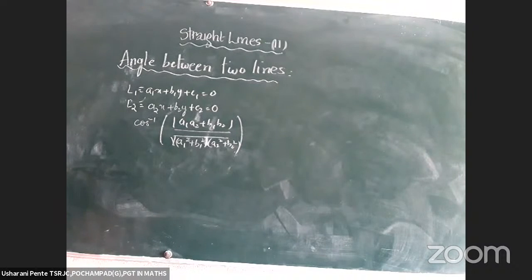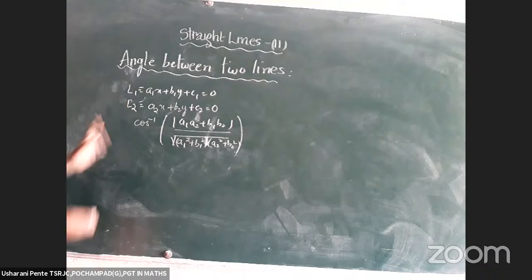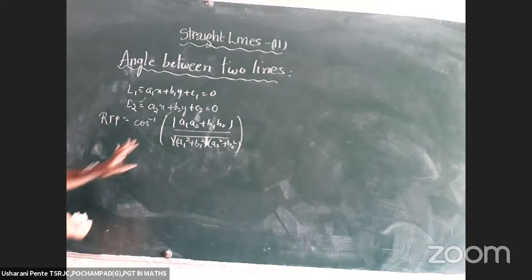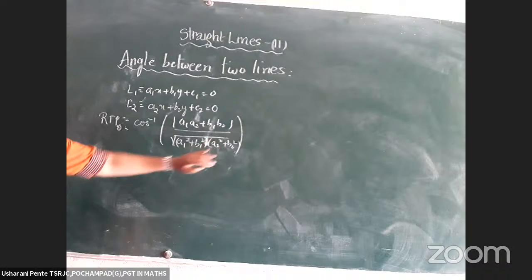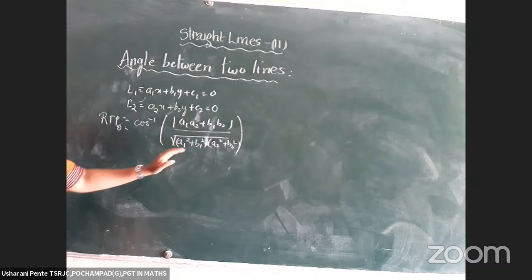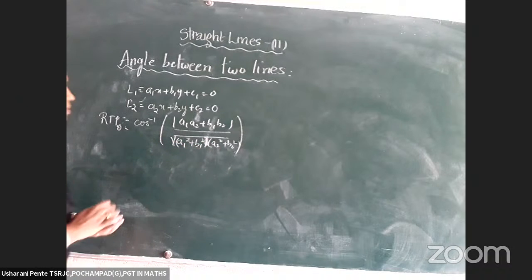What they have given us are two straight lines, and we need to prove this: that the angle between the two lines is theta equal to cos inverse of A1 A2 plus B1 B2 by under root of A1 square plus B1 square into A2 square plus B2 square.